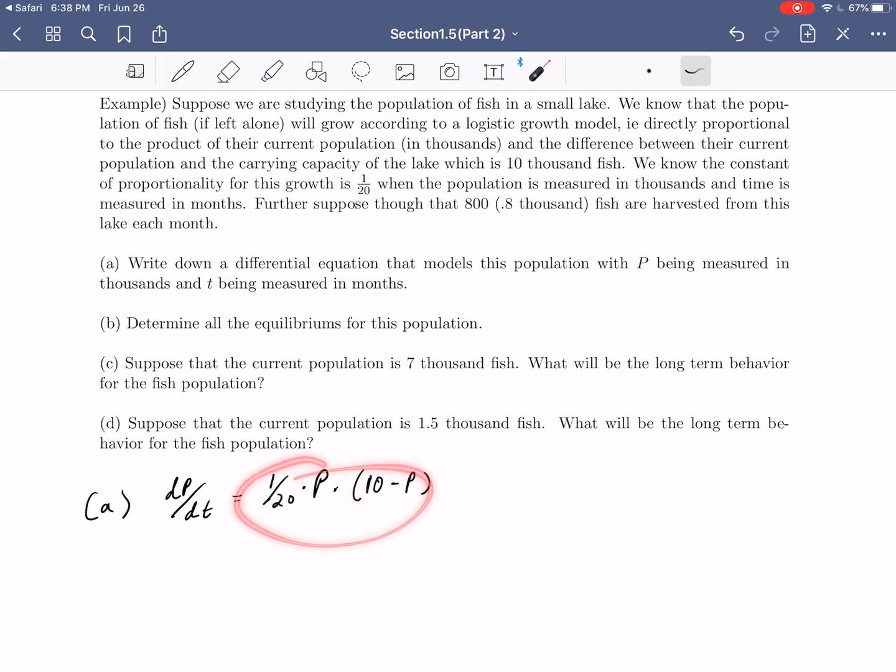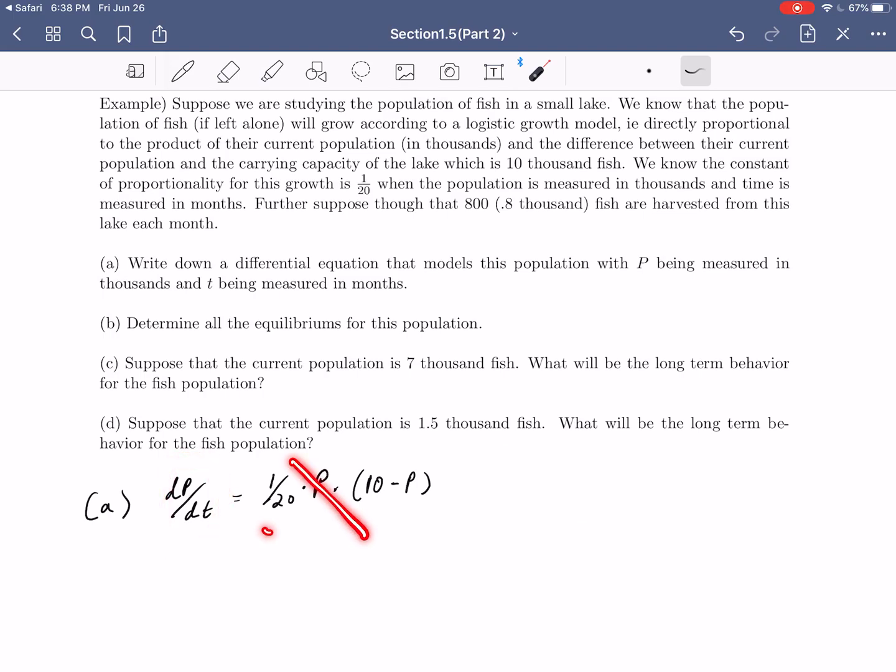So this handles the logistic growth part of it, but now we also need to take into account that 0.8 thousand or 800 fish are harvested from the lake each month. So let's think about that as a separate component here. Keep in mind that we're modeling the differential equation.